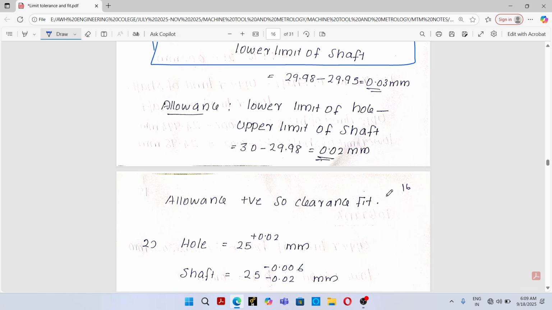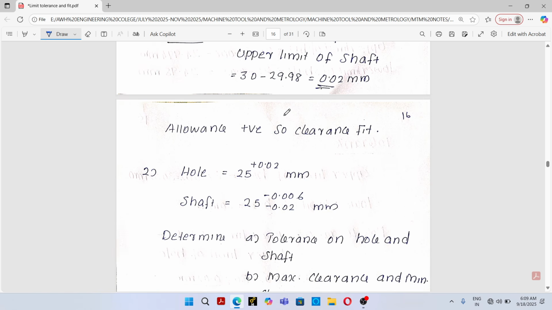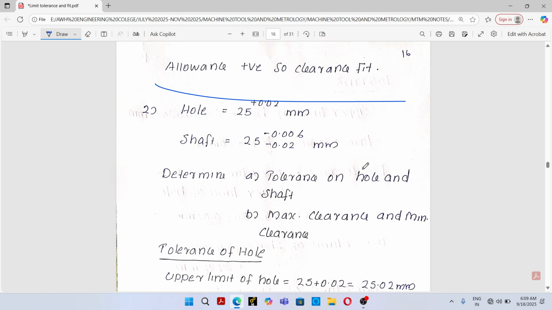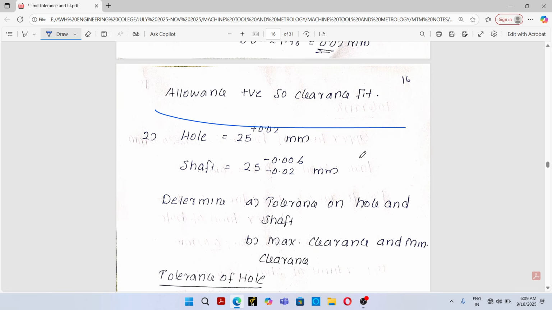Then what is allowance? Lower limit of hole minus upper limit of shaft. That's the definition of allowance. Allowance is defined as lower limit of hole minus upper limit of shaft. So 30 minus 29.98 equal to 0.02 mm. So allowance is positive, so it is a clearance fit. So that's the first question. So we have the second one.